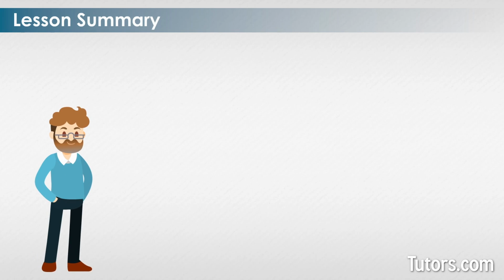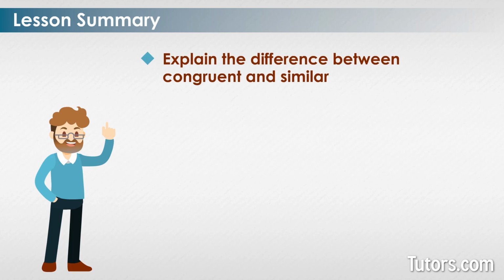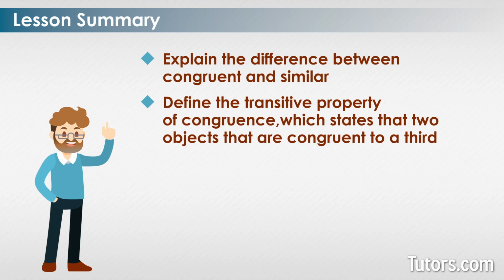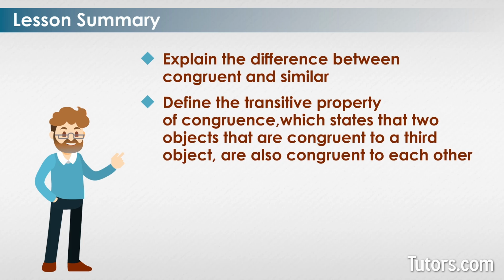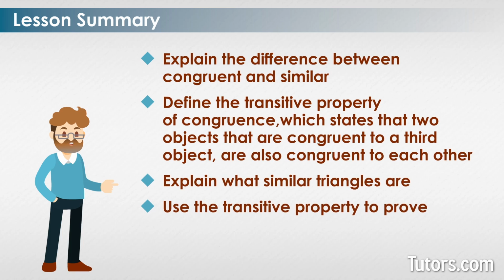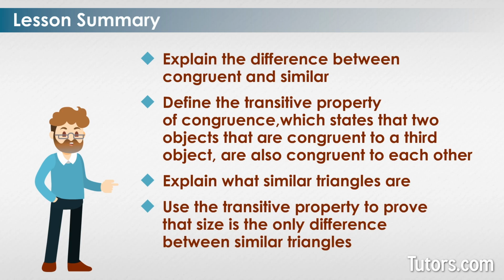Lesson summary. By watching the video and reading the lesson, you now are able to explain the difference between congruent and similar, and define the transitive property of congruence, which states that two objects that are congruent to a third object are also congruent to each other. You can also explain what similar triangles are and use the transitive property to prove that size is the only difference between similar triangles.